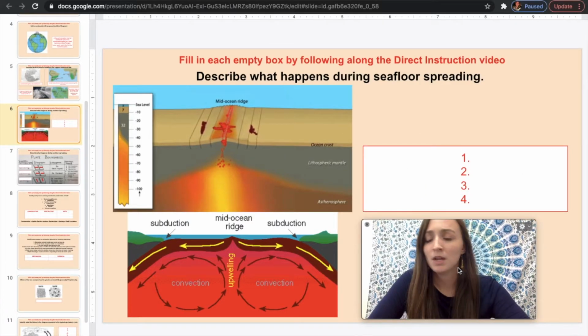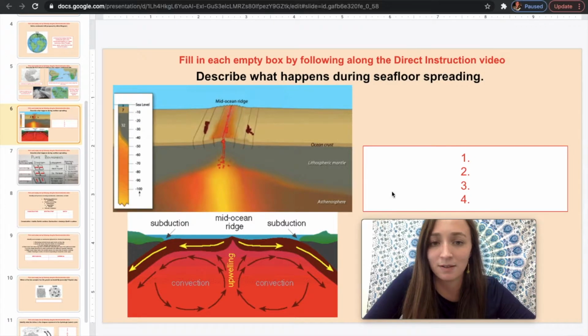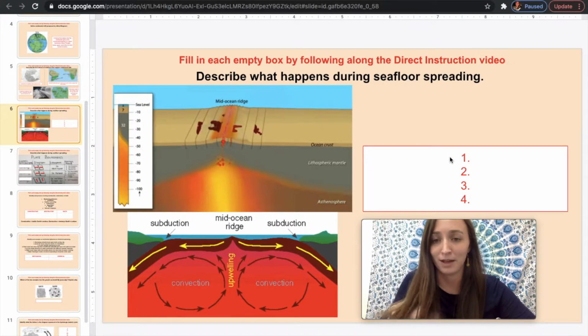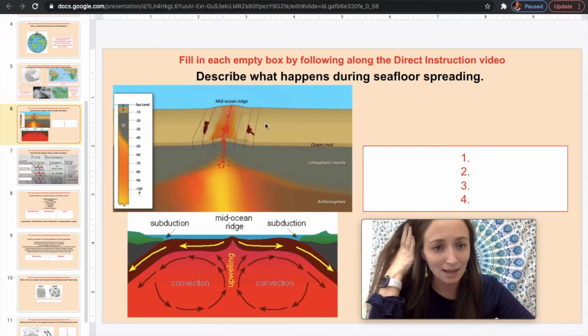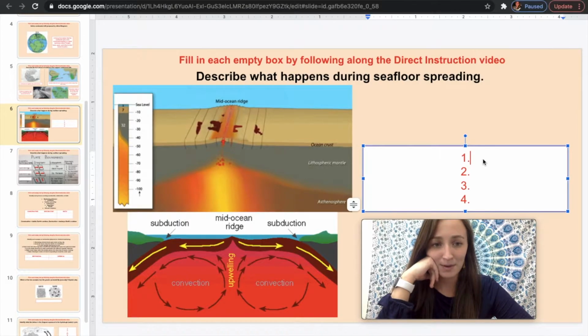Okay, next one. Describe what happens with seafloor spreading. This is another thing that we kind of got stuck on. And I get it. It's freaky stuff, okay? So let me break it down once again. What is seafloor spreading? Well, we've got 4 steps that are going to happen.